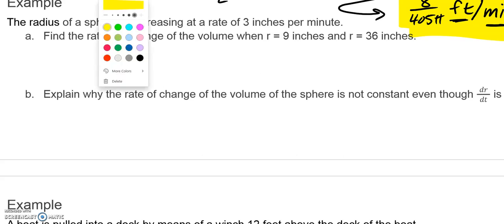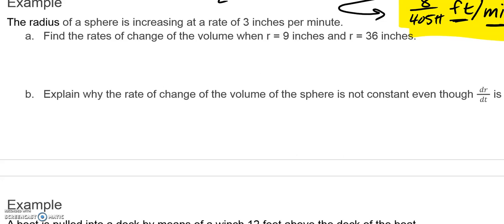Okay, in this one, we're going to be looking at, instead of, for the last one, we had the conical shape. You know, the sand is falling into a shape of a cone off of the conveyor belts. In this case, we have a sphere that's increasing. Okay, so if we look at everything that we know, the radius is changing at 3 inches per minute. So that means that the change in the radius with respect to time, dr/dt, is 3. Okay, and then part A says find the rates of change of the volume.